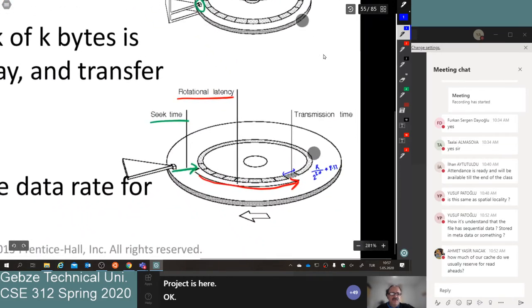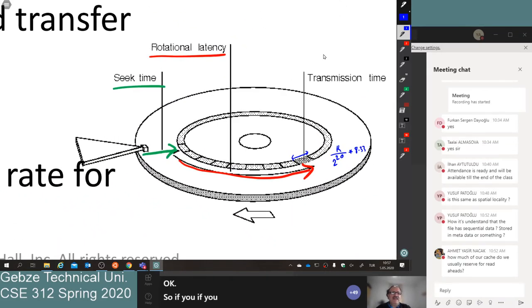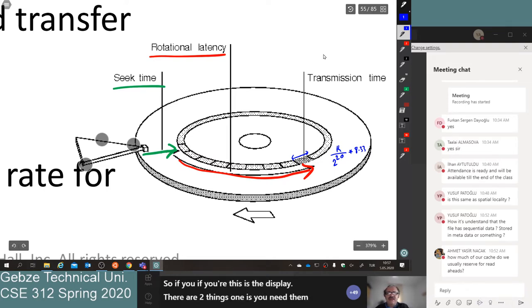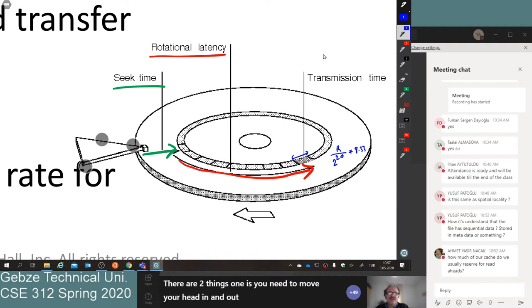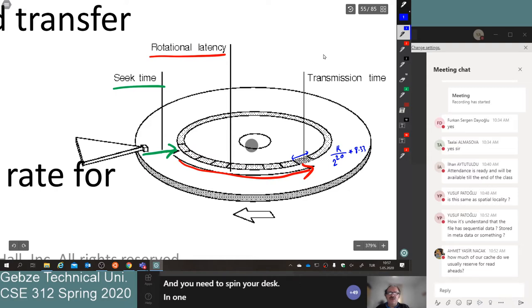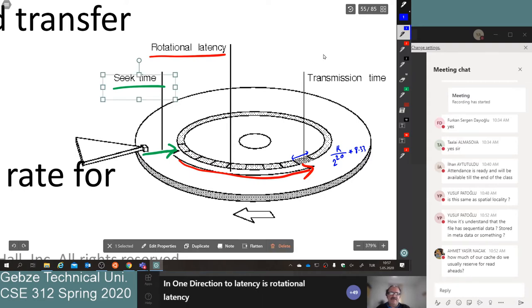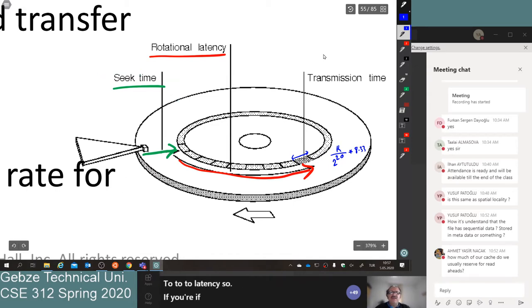So if this is a disk platter, there are two things. One is you need to move your head in and out in this direction, and you need to spin your disk in one direction. Two latencies, rotational latency and seek time. If your track is under your head, then you are lucky. You don't have to move your head because the seek time takes lots of time.